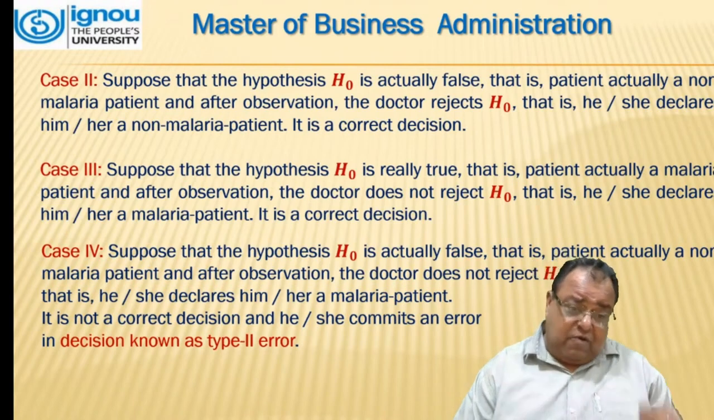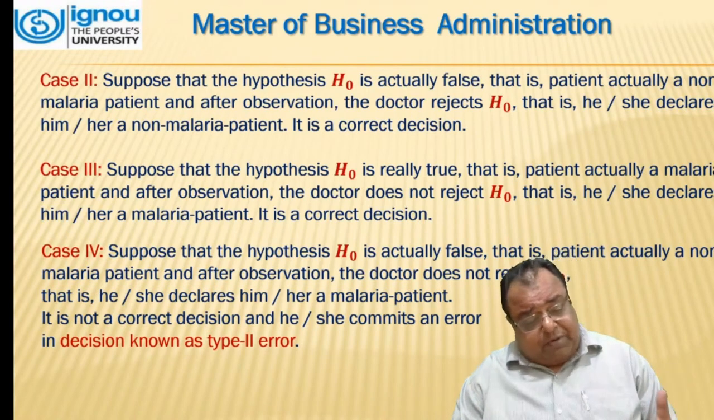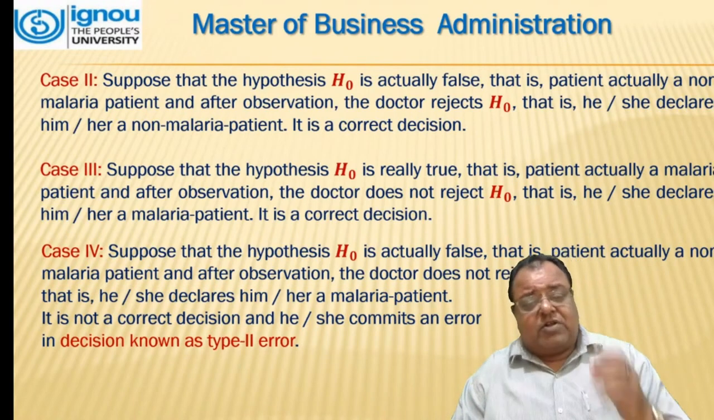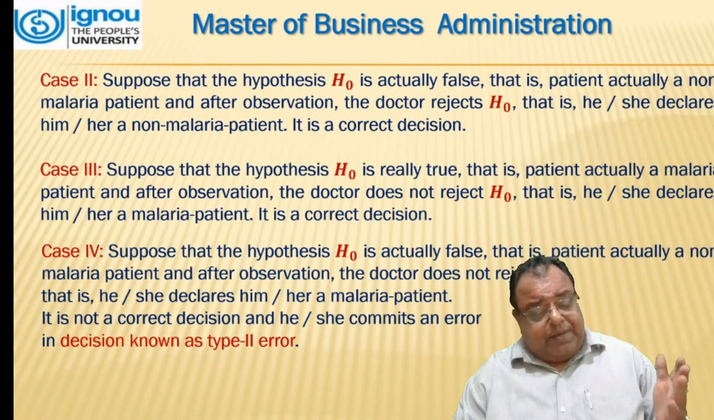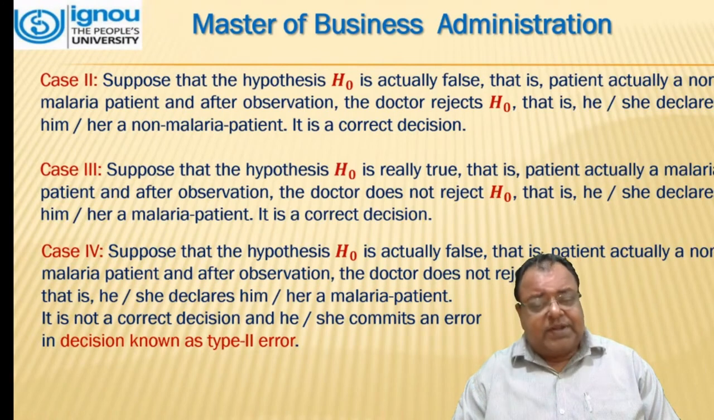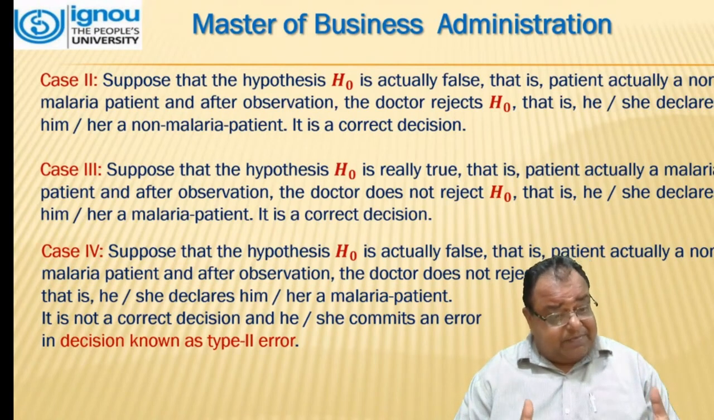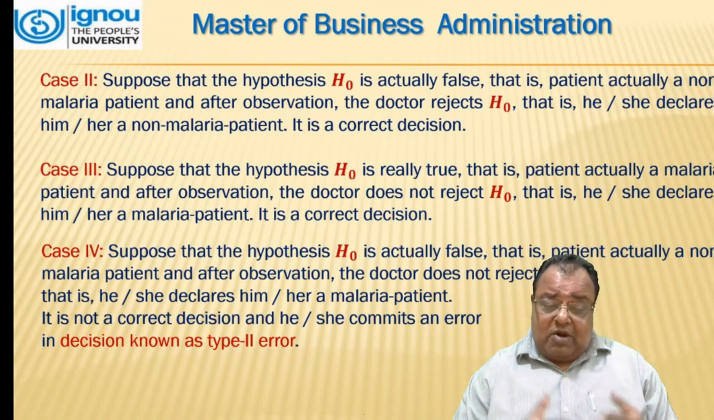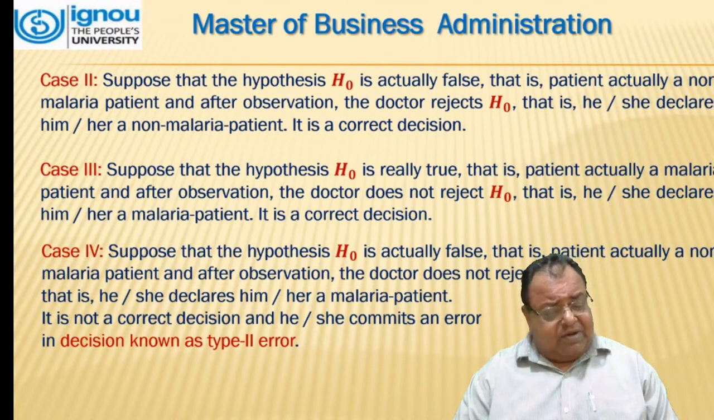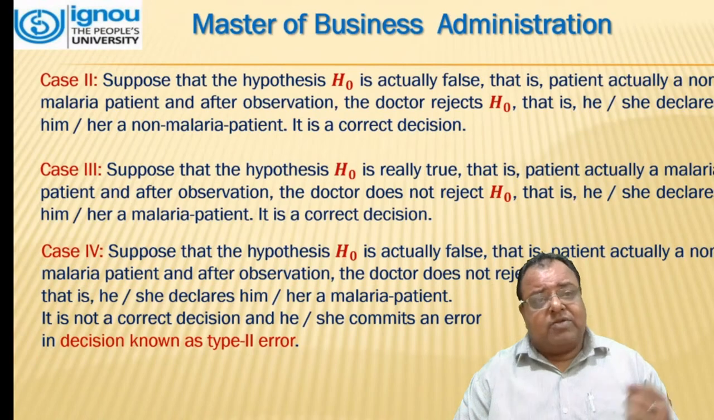But in case 4, suppose the hypothesis H0 is actually false. That is, the patient is actually a non-malaria patient, and after observation, the doctor does not reject H0. That is, he or she declares him or her a malaria patient. It is not a correct decision, and he or she may commit an error of decision making, that is known as type 2 error.